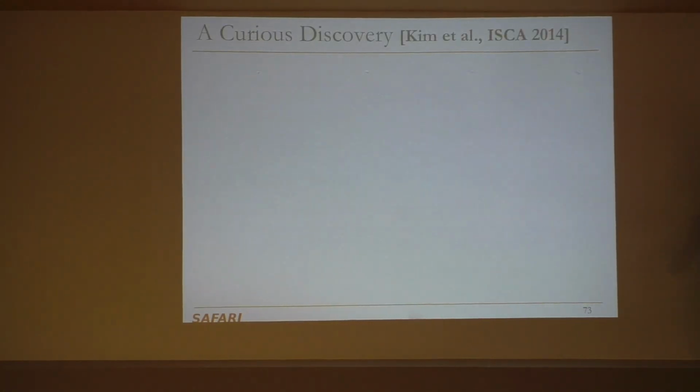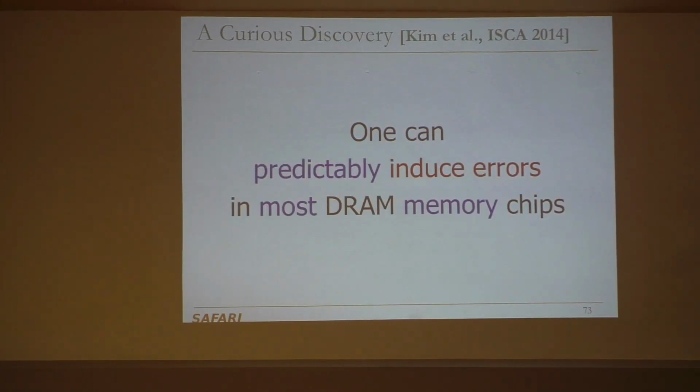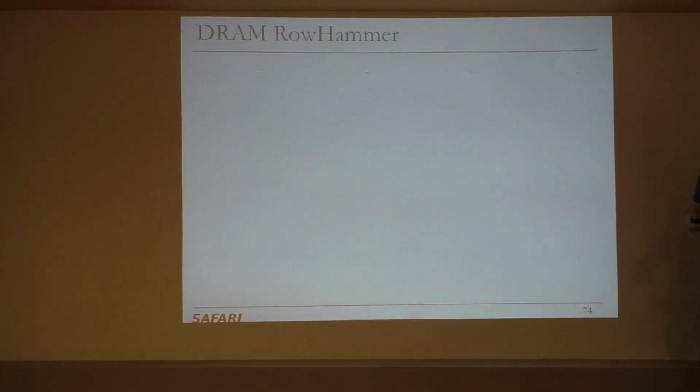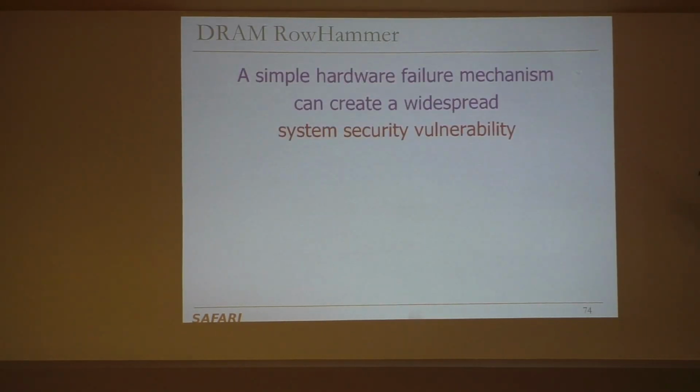Okay, that's the paper. So while we were doing these studies, and I'm going to talk about this in even more detail, we actually found out that you can predictably induce errors in most DRAM memory chips that are out in the field today. This is fascinating. This should not happen. You should not be able to predictably induce errors, right? Some random errors clearly happen in DRAM, but predictably inducing errors is bad. This is called the DRAM row hammer problem. It's essentially a simple hardware failure mechanism that can create a widespread system security vulnerability.